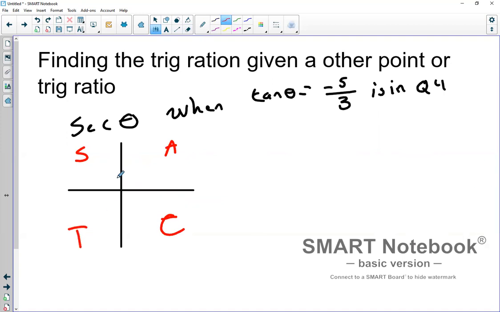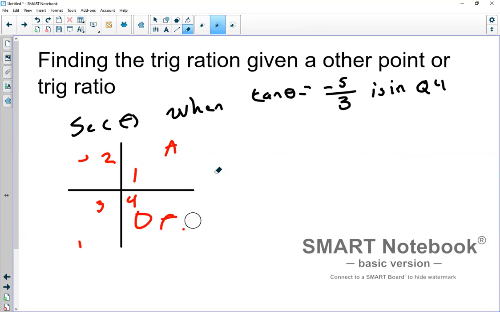So in order for a tan to be negative, it has to be here or here. And this is the first quadrant, second quadrant, third quadrant, fourth quadrant, if you need help with that. So it has to be either in 2 or 4. But because in the question I specifically said it has to be in quadrant 4, then it has to be in quadrant 4. So because it has to be in quadrant 4, I'm going to make a triangle coming out of quadrant 4.